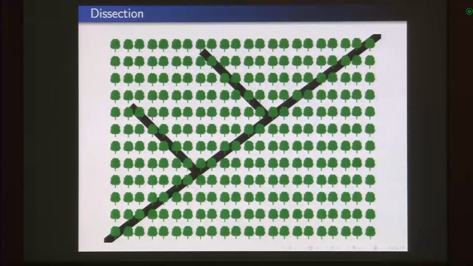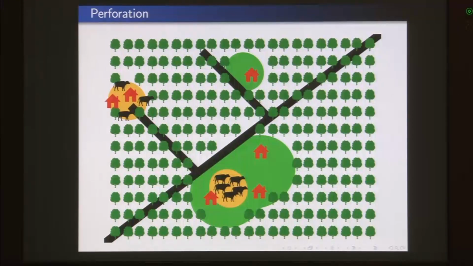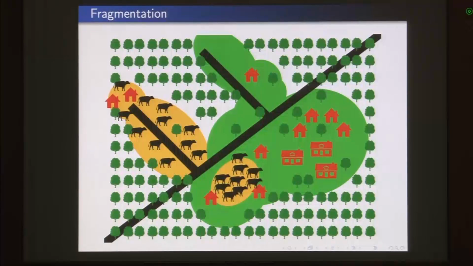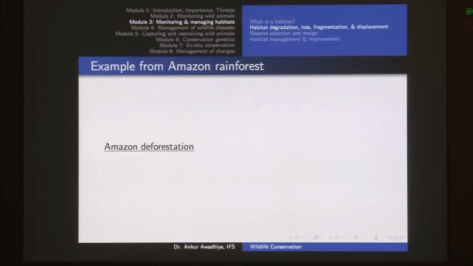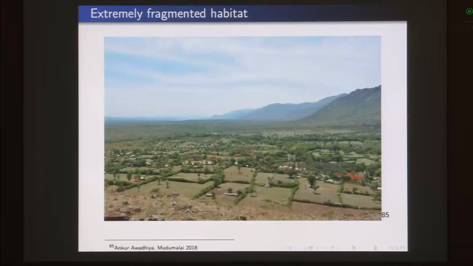So, you have this original forest followed by dissection because of a road, then followed by perforation of some small human habitations, then followed by fragmentation, because these habitations are now growing, expanding and then coming into contact with each other, and then that is followed by attrition, in which they grow to such an extent that only small patches of forest remain. Then we had a look at Amazon deforestation.